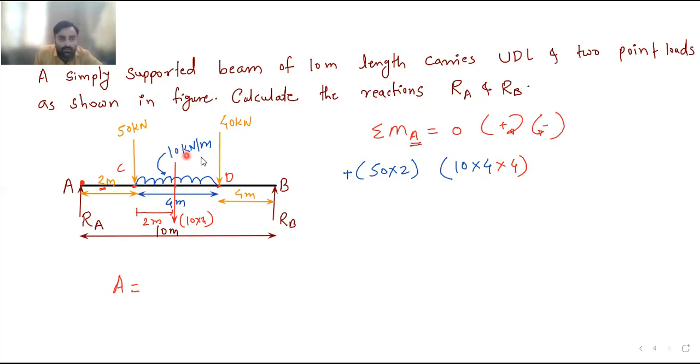That is how I got the area of this rectangle. Then 10 into 4. This 10 into 4 is my conversion of UDL into the point load. And now this point load will act at the center of this UDL.